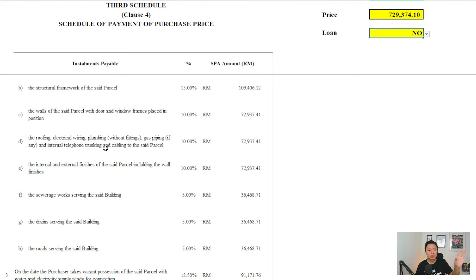If your unit is not done, they won't bill you for this. So E is internal and external 10%, sewerage is 5%, drainage 5%, and roads 5%. Usually F and G, for the sewerage and drainage, they will do at the same time.